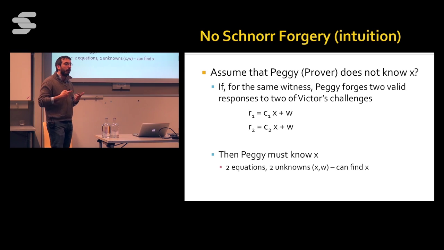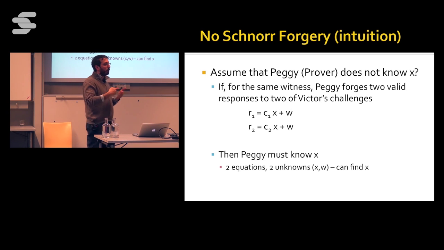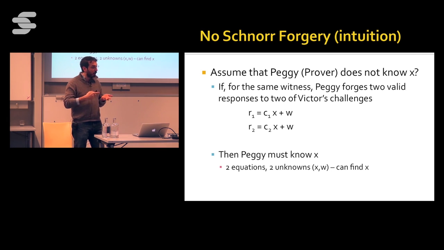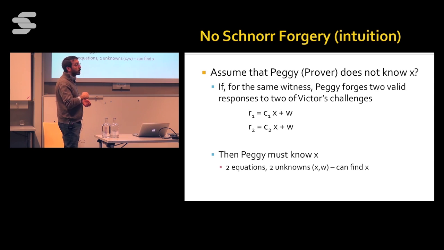And this is in effect a proof by contradiction. We started off by saying Peggy is forging the protocol, meaning that she doesn't know X. And in fact, we show that for her to be able to respond to at least two different challenges, she in fact knows X.